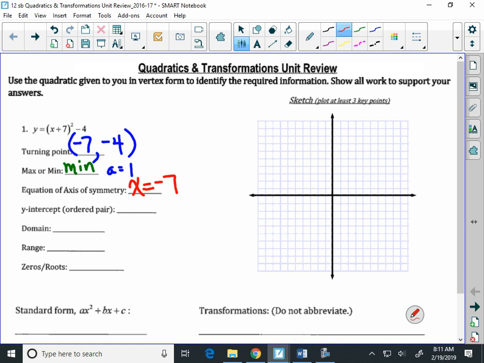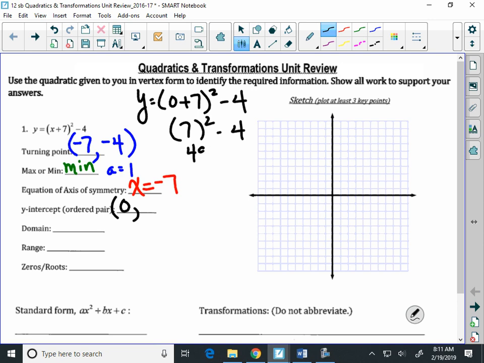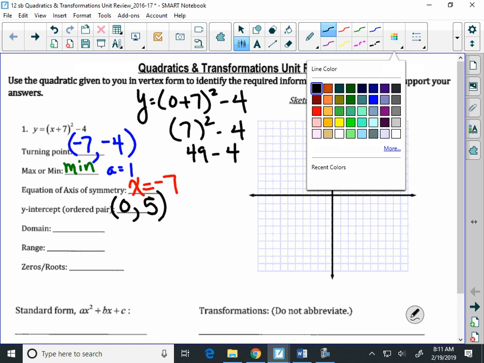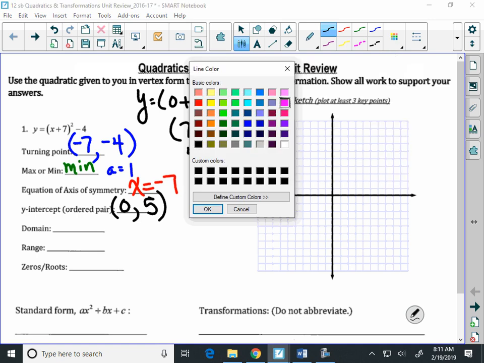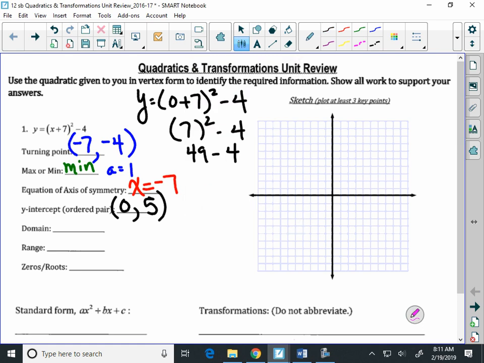The y-intercept, remember, always has an x value of 0. So if we go back into the equation and we put 0 back in for x, what we end up with is, well, 0 plus 7 is 7 squared. 7 squared is 49. 49 minus 4 is 45. Our domain, well, our domain is all real numbers. But our range is not.